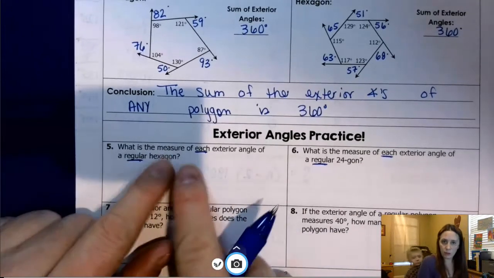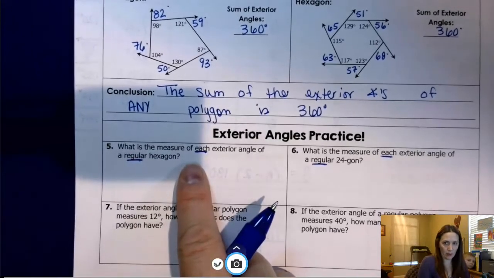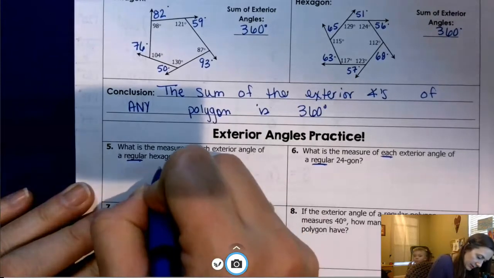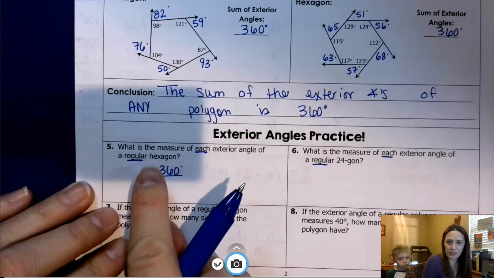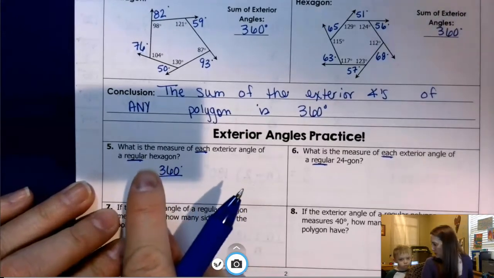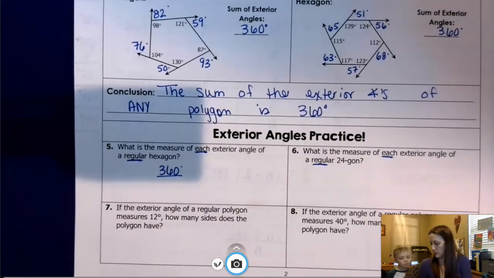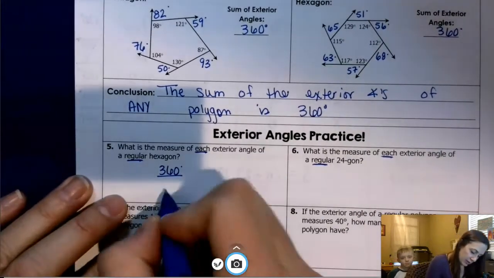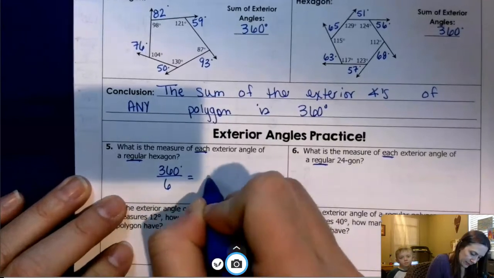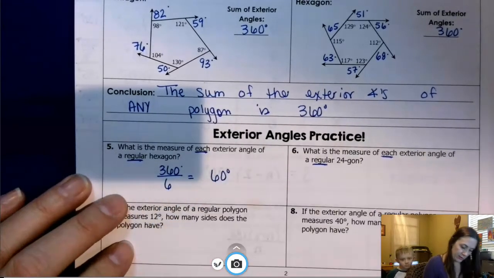Now, if we know they all are 360 and we want to find one of them and they've all got to be the same, I'm going to take 360 and divide it by, in this case, it's a hexagon. How many sides is a hexagon? Do you know? Hexagon, six sides. So 360 divided by 6, we're going to get 60 degrees for each of them.